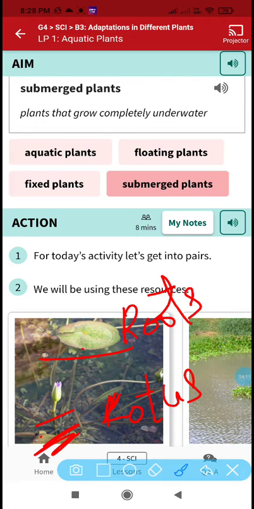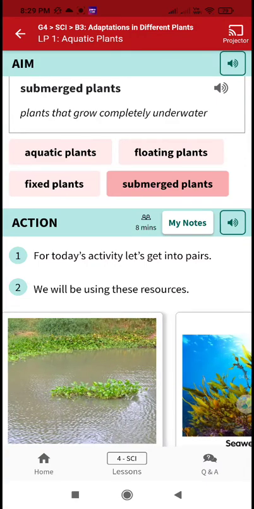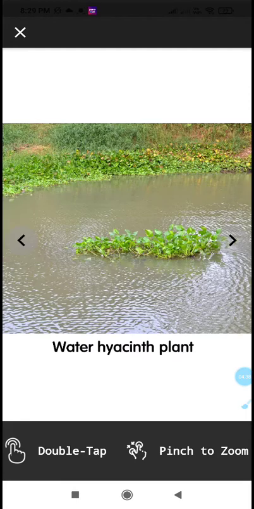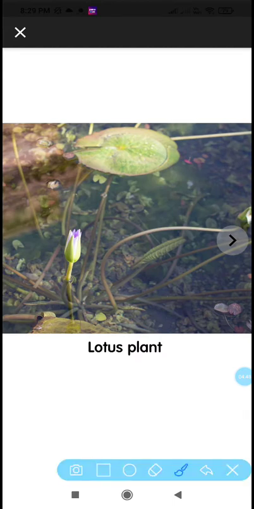What parts you are able to see, just write in your notebook, children. This is your activity. You need to write when I am showing the image to you. What are the parts you are able to see here? Just mention the parts. Okay. And now we will see the other plant. What are the different parts you are able to see?